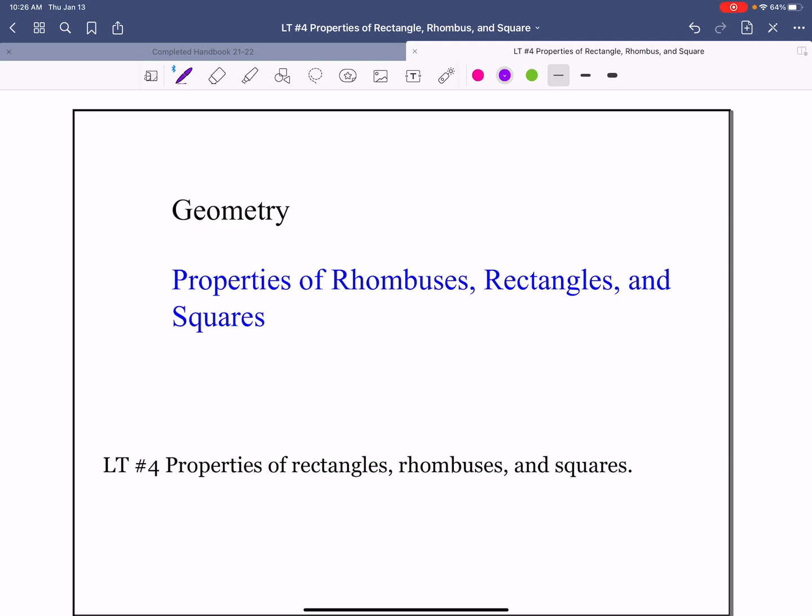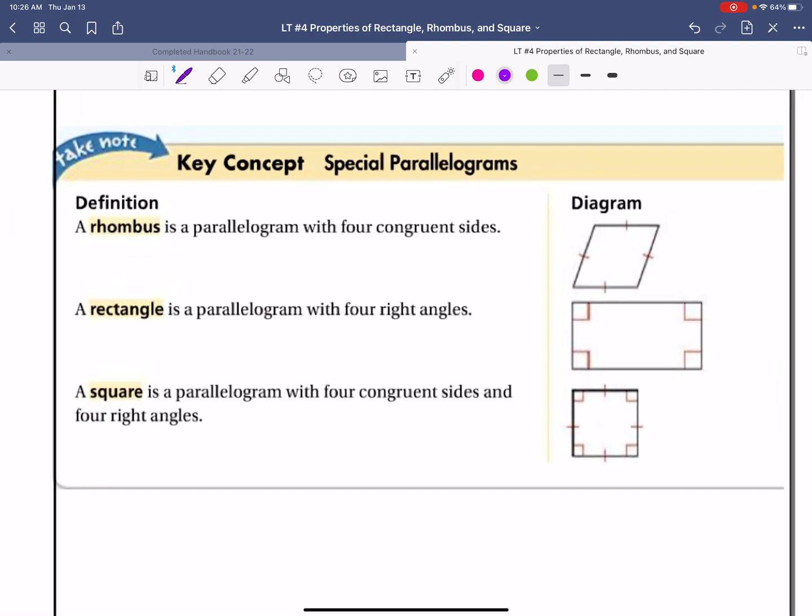Hello, this movie is for Learning Target 4, Properties of Rectangles, Rhombuses, and Squares. Please remember that we did a warm-up where you cut out a rhombus in paper, and we learned a lot of properties about a rhombus. So remember that as we go through this.